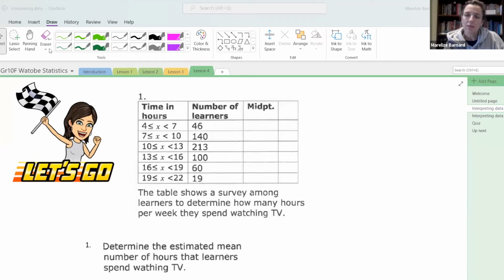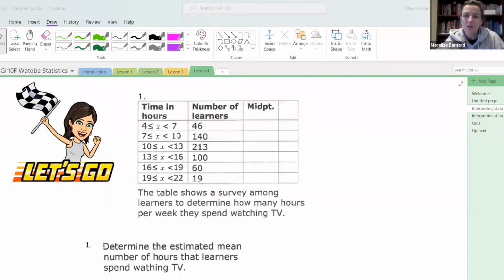What kind of data will we need to do the estimated mean for? Those of you who are here for lesson one, just pop in the chat if you know. What type of data? Is it grouped data or ungrouped data that we calculate the estimated mean for? Pop your answer in the chat. Okay, wonderful. Grouped data, that's right.